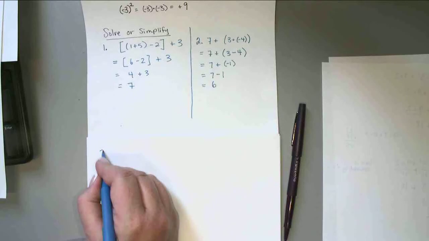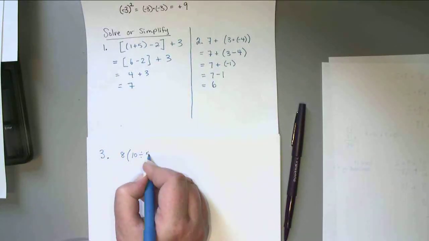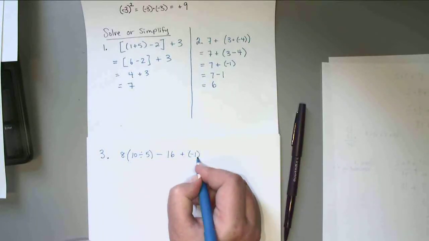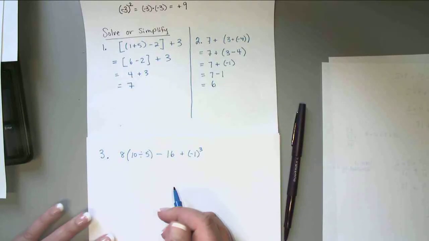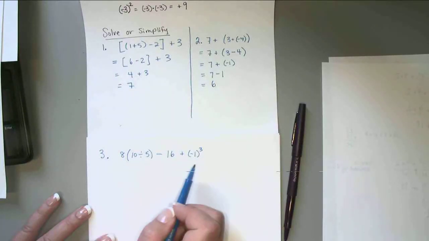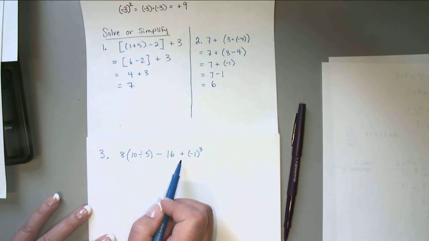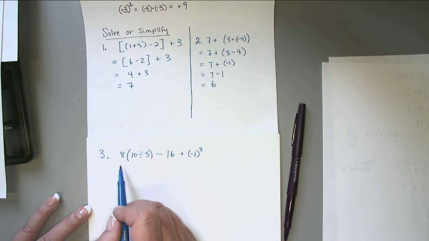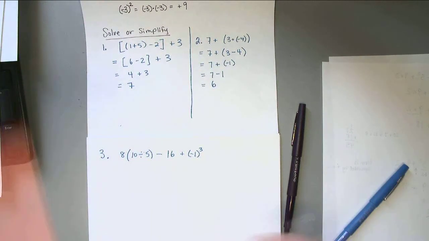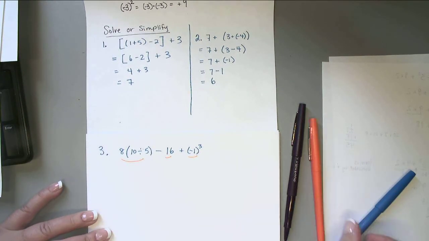Number 3. Okay, so here we've got how many terms? So you're going to look through this, and you're looking for plus and minus signs. So there's one here, minus, and a plus sign here. So there's 3 terms. 1, 2, 3. There's our 3 terms. So we're going to evaluate our 3 terms separately.